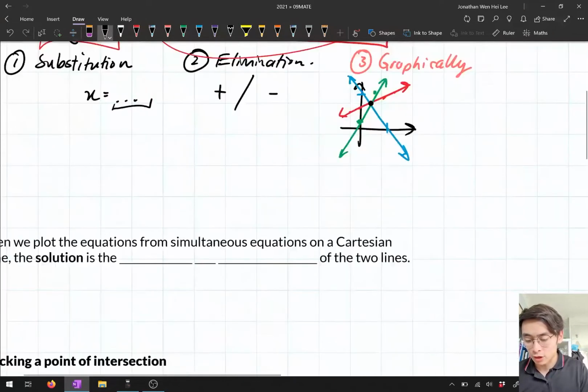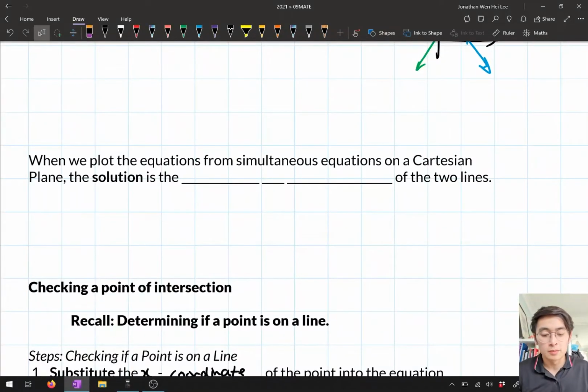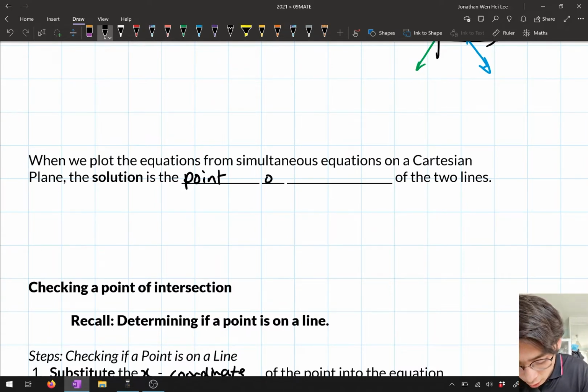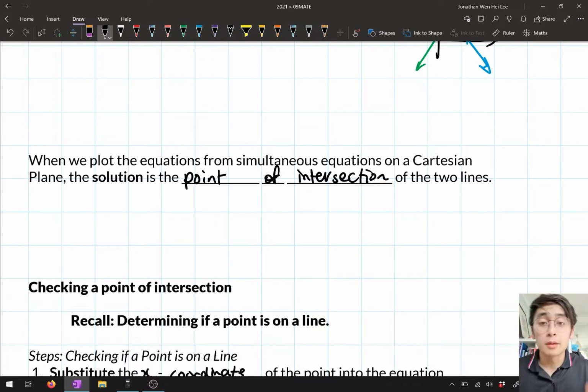So let's have a look at the definition here. When we plot equations from simultaneous equations on a Cartesian plane, the solution is the point of intersection. Point of intersection just means the coordinate where these two lines touch on the Cartesian plane. That's what we're looking for in these questions.